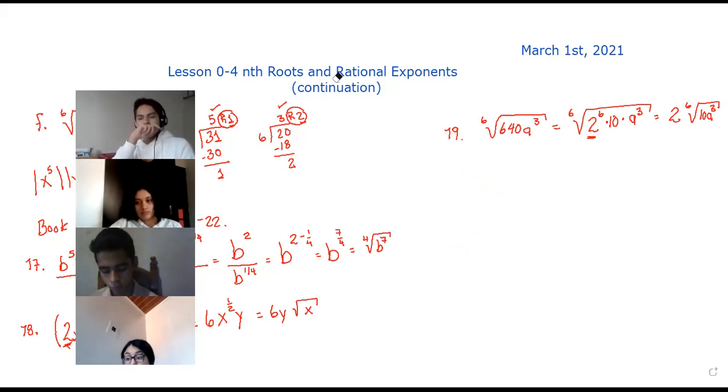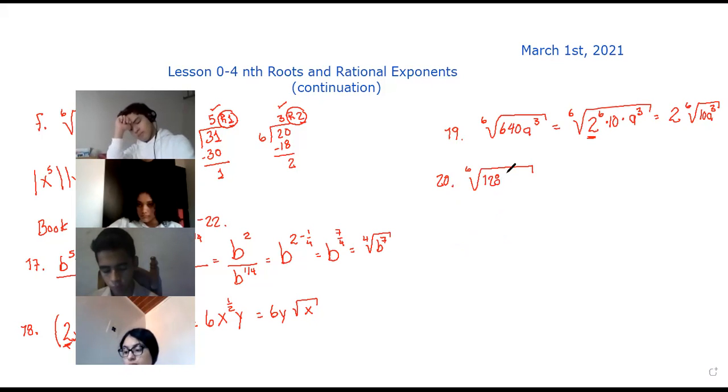Number 20. You have the 6th root of 128 b to the power of 4. So that means that we will have to factor 128 to find out if it has a 6th root.